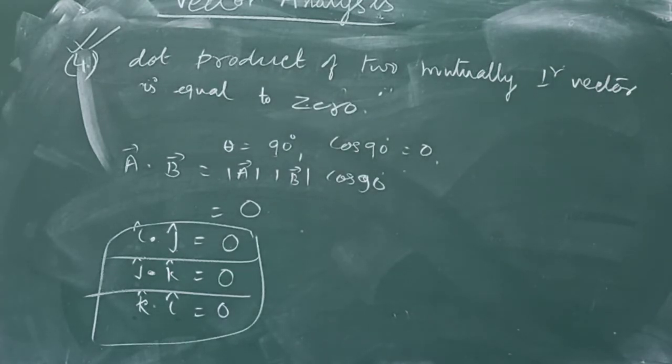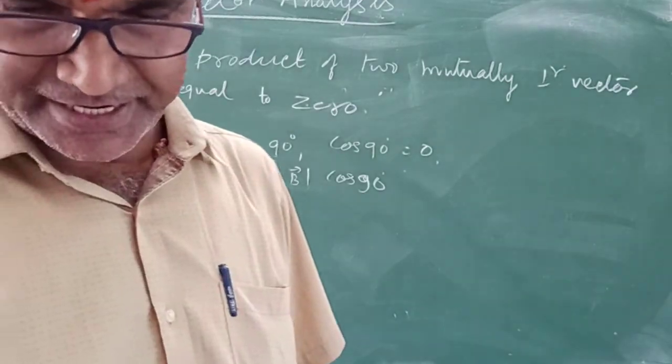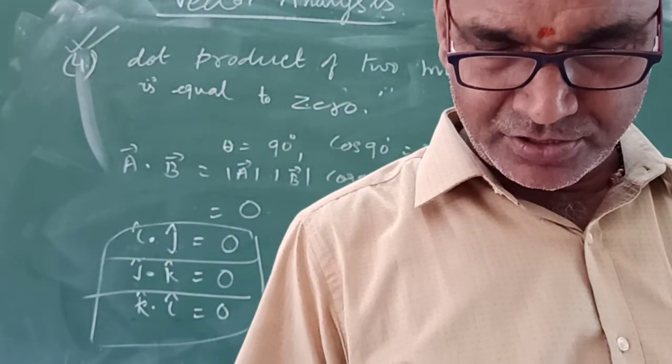i dot j is equal to 0. j dot k is equal to 0. k dot i is equal to 0. j dot i is equal to 0. k dot j is equal to 0. i dot k is equal to 0. In the same way, i dot i is equal to 1, j dot j is equal to 1, k dot k is equal to 1. So that we can multiply in this way.